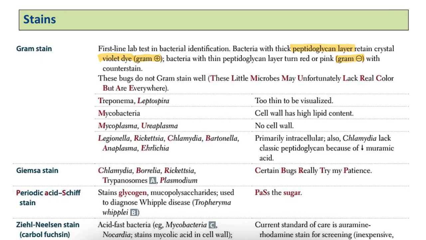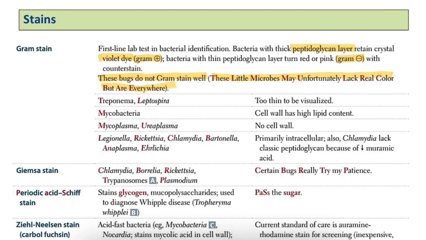Some organisms don't gram stain well. That means for some organisms, gram stain is not enough to find them, so we have to do special stains. We have one mnemonic to remember these organisms. The mnemonic is: These little microbes may unfortunately lack real color but are everywhere.